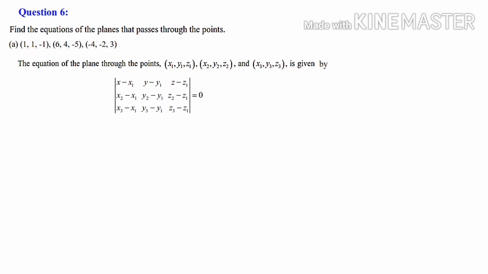For that, we have already learned we have to take the determinant form of these three points. We consider the points as A, B and C. Then we find the determinant value: 1, 1, -1 in the first row, 6, 4, -5 in the second row, and -4, -2, 3 in the third row. If this determinant value is 0, then these three points are collinear, and we cannot use this formula. If this determinant value is non-zero, then only we can substitute in this equation.